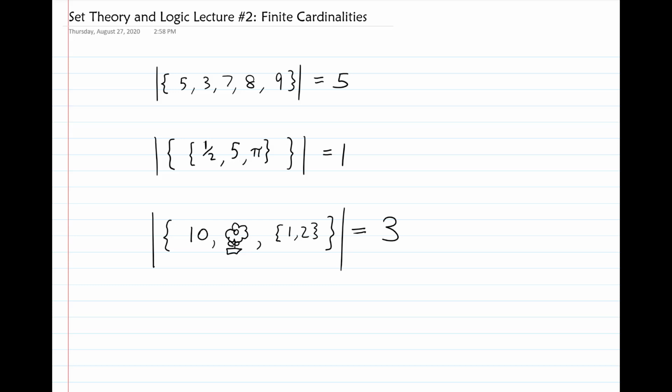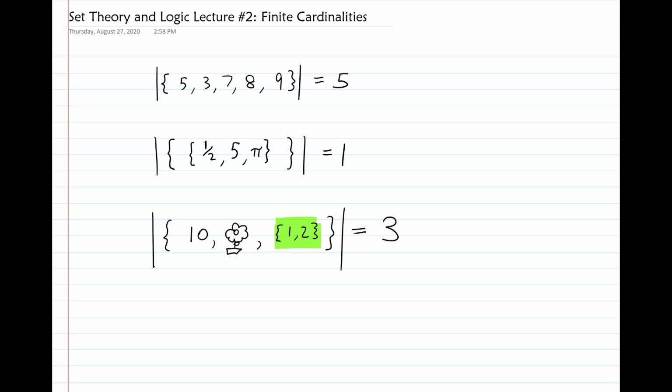I would see 3 things when I peer down into that box. I would see a number 10, I would see a flower, and I would see another box. Here's the other box right there. So I see 3 things. I don't see the 1 and the 2 when I look inside the big set, because the 1 and the 2 are inside of something else. Okay? It's not that hard, right? It's pretty straightforward.